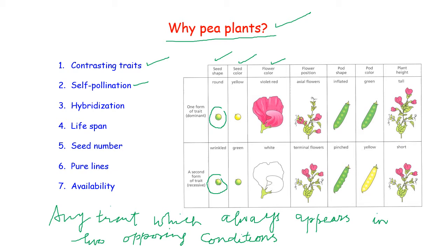Third is hybridization. You can easily carry out hybridization experiments on such plants. The anthers are large, you can remove them, emasculate them, and then carry out the hybridization experiments.